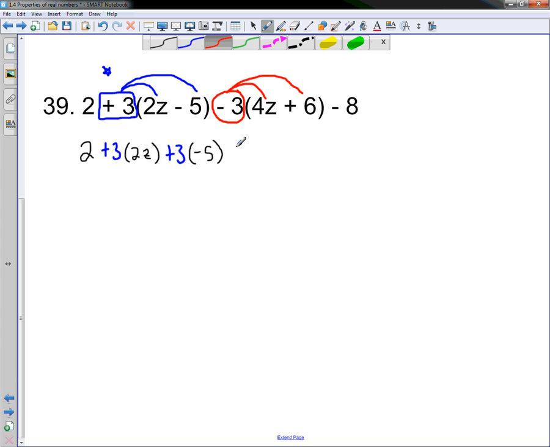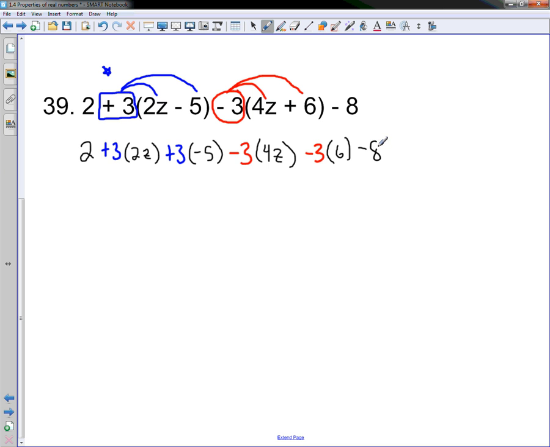So we distribute the negative 3 times 4z and the negative 3 times 6. And again, the minus 8 is just going to tag along. So we've distributed. Now we go ahead and multiply everything.